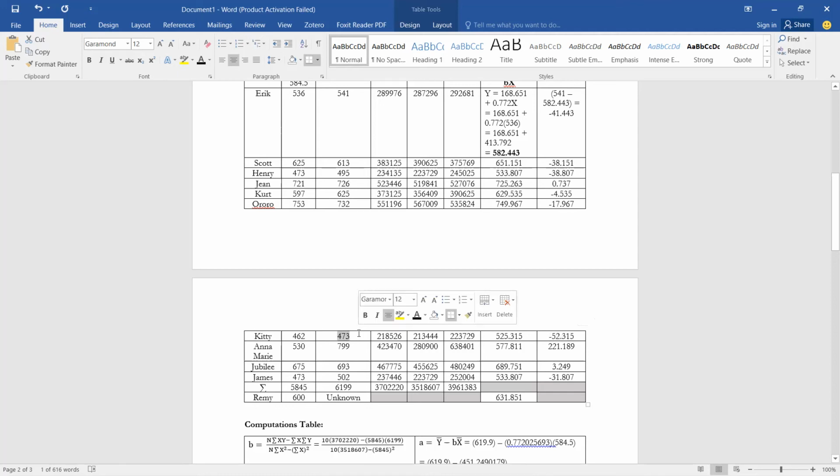Kitty is over prediction and by far one of the largest over predictions, because she only scored 473. But with the knowledge of her verbal ability, the regression model predicted that she will get 525.315. For Anna Marie naman, as you can see, this is the largest under prediction ever because the regression model only knows that she got 530 in her verbal ability, so it severely underestimated her.